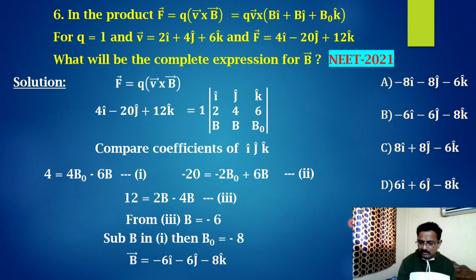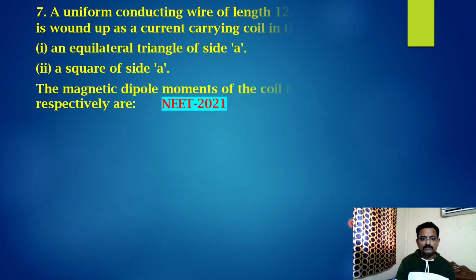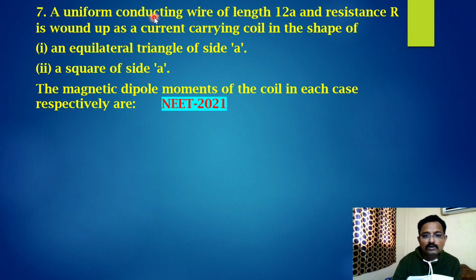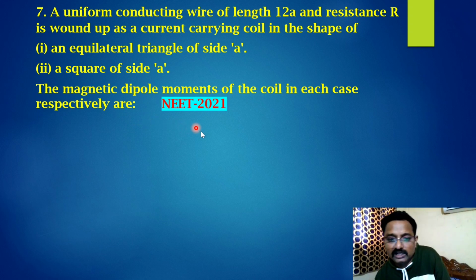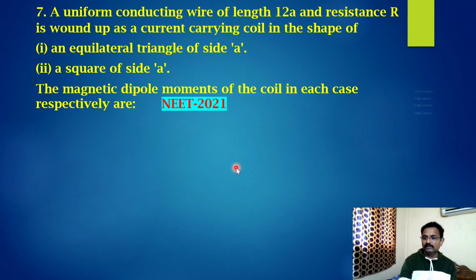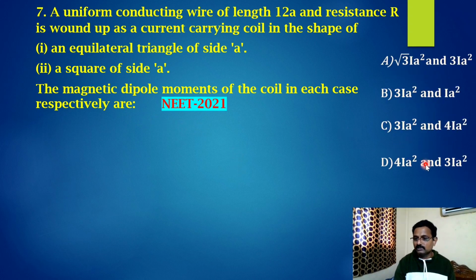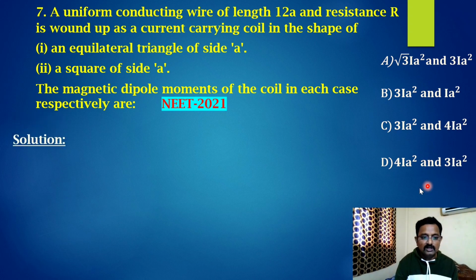Now we will go with the 7th question. A uniform conducting wire of length 12A and resistance capital R is wound up as a current carrying coil in the shape of an equilateral triangle of side A and of a square of side A. The magnetic dipole moments of the coil in each case respectively are. It was given in NEET 2021. Here are the options. From the options, we have to identify the correct answer.